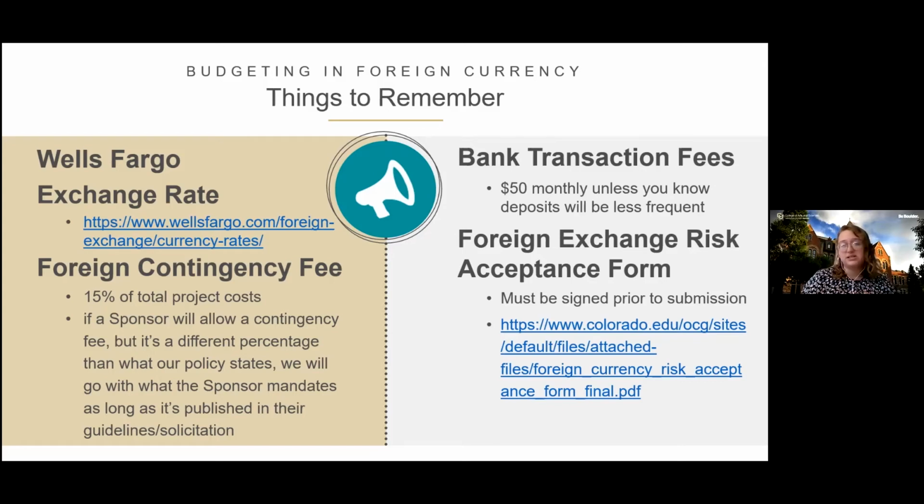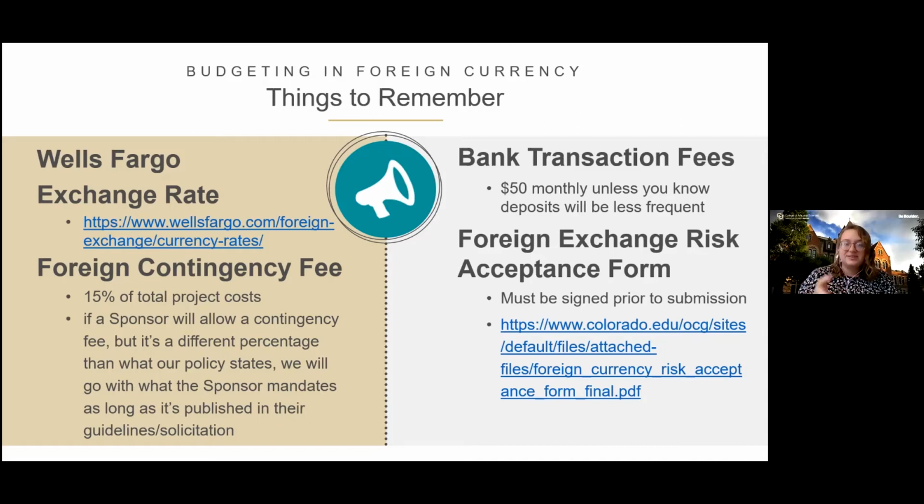If we know for sure that we're going to be paid quarterly, we can put it in 4 times a year. If we know we're going to be paid up front, we can put it in once and call it good. But yeah, when we're unsure, we're going to do 12 times 50. And that will be our bank transaction fees. Those go under other direct costs, and you'll see that I have a line item built into our example budget.